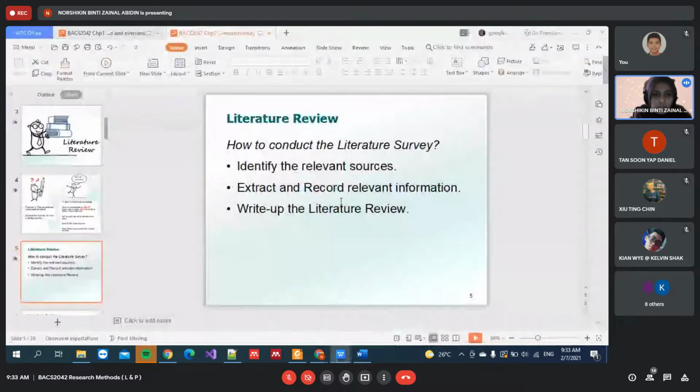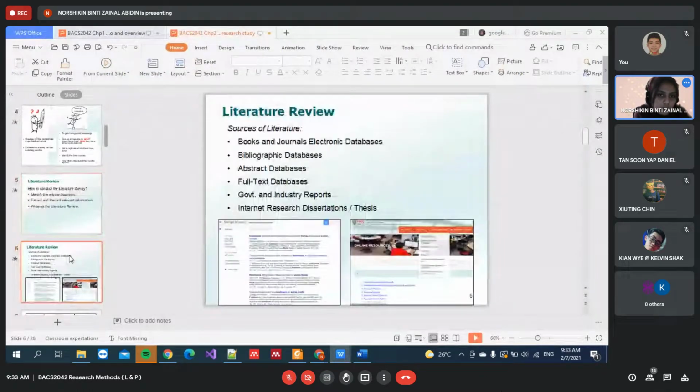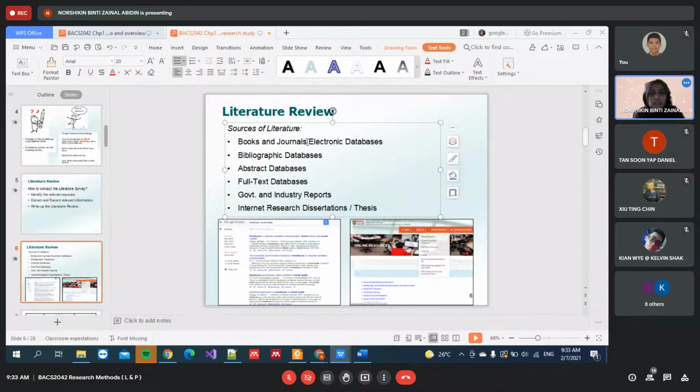So next, after you already write your LR, the source of LR can be books, not only articles. It can be books or journal articles, because these are valid resources.